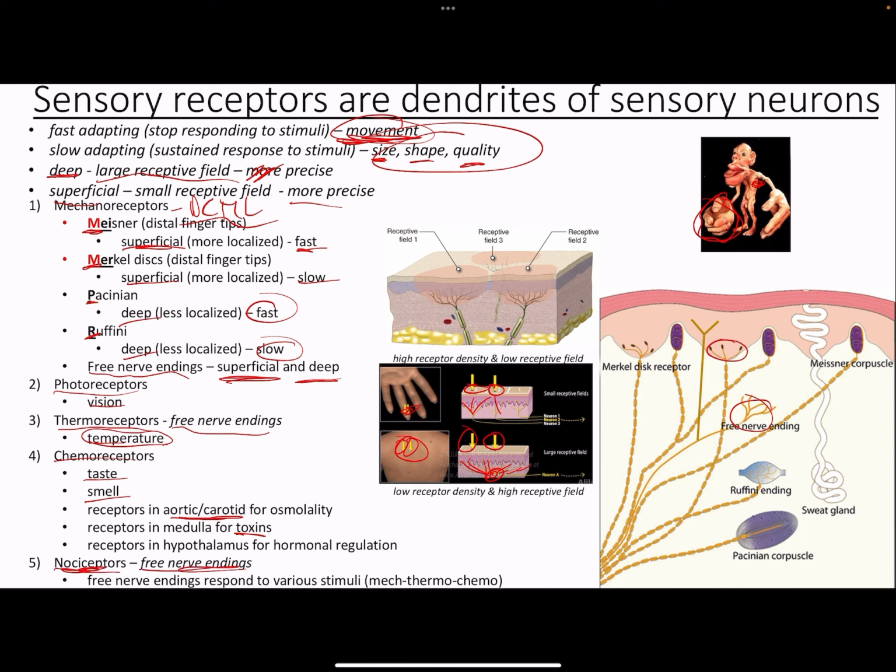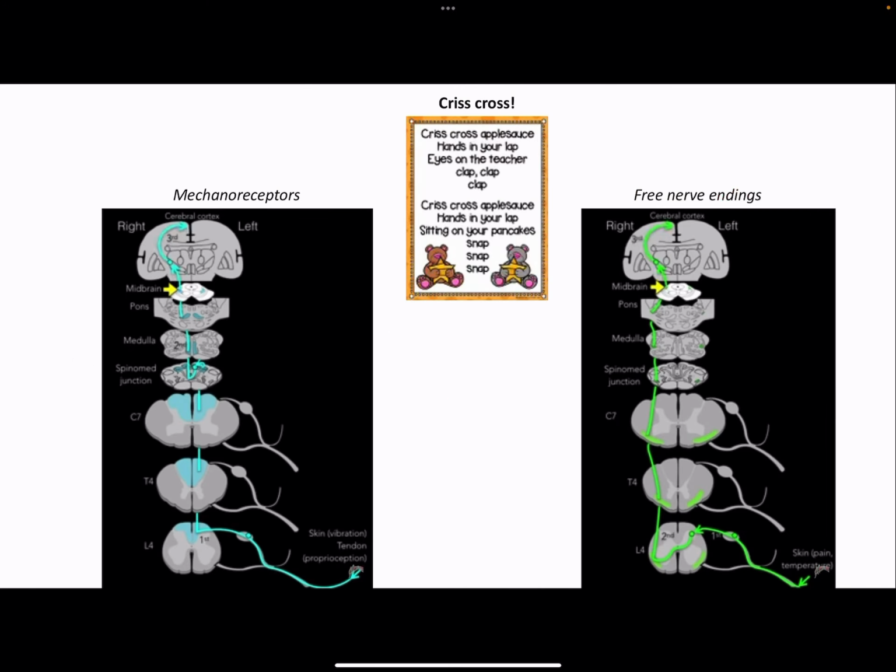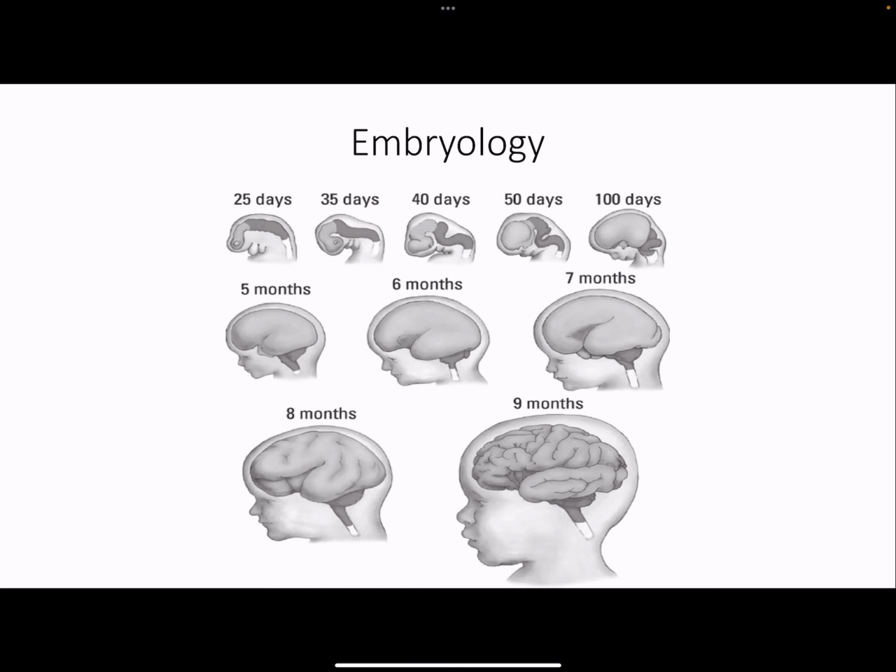These are also free nerve endings, spinothalamic tract, and there's actually going to be a bunch of different types of, like, a mismatch of receptors that are all working for pain. So yeah, mechanoreceptors is going to kind of be the DCML, and the free nerve endings is going to be the spinothalamic tract. Embryology, there we go.